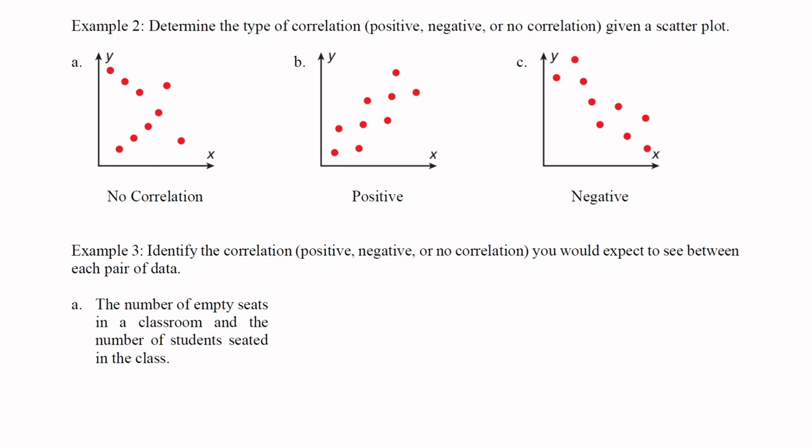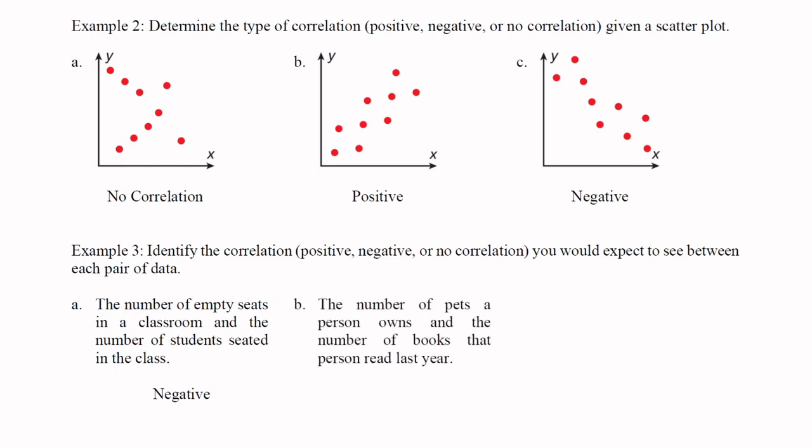We can also identify correlations between pairs of data by what we would expect to happen. For this first example, the number of empty seats in a classroom and the number of students seated in the class. You would figure that the number of empty seats would decrease as the number of students seated increases. So since one's decreasing and the other's increasing, you would have a negative correlation.